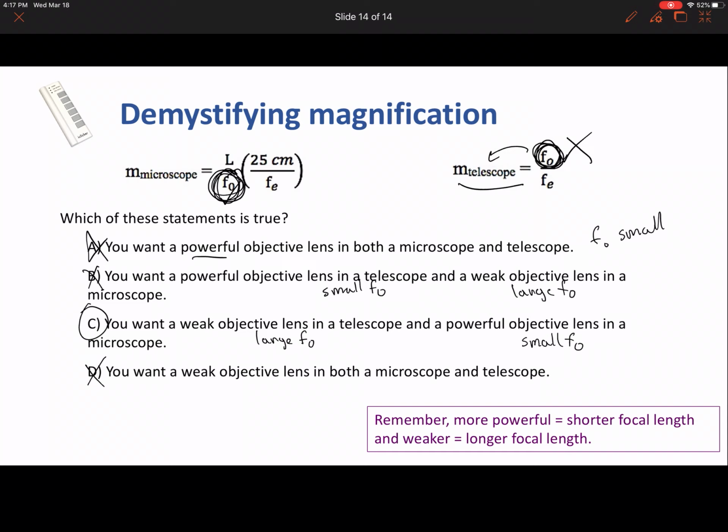You actually want a very weak lens. The weaker the objective lens you have in a telescope, the better off you are. Why? This will be explored in discussion a little bit. There's one question in the discussion packet that does address this. So I encourage you to practice with the discussion sheet, get some good experience here, and I think you'll find some confidence in thinking about this stuff. So I will say goodbye to you now and see you next time.